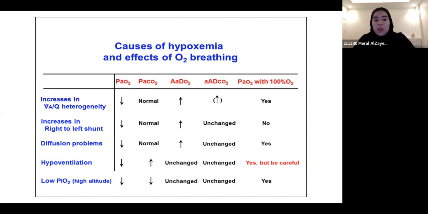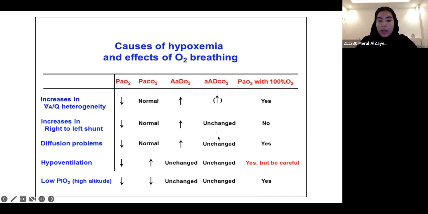So we discussed how to differentiate between hypoventilation and low partial pressure of inspired air. But we still have 3 remaining causes that we need to differentiate. Why do we need to differentiate between the other 3 causes? Because the rest of them all have normal partial pressure of carbon dioxide. Not only that, but they all have an increase in the difference here.